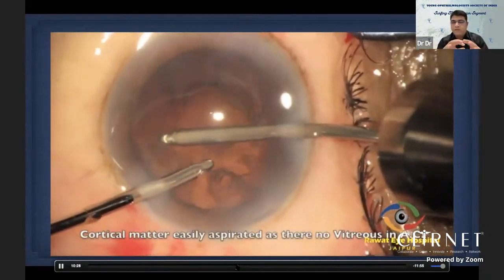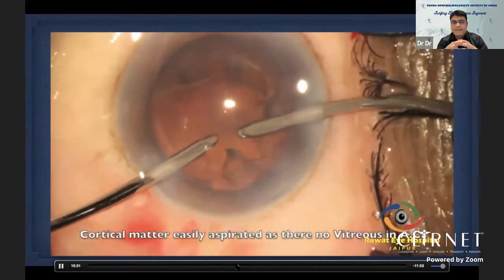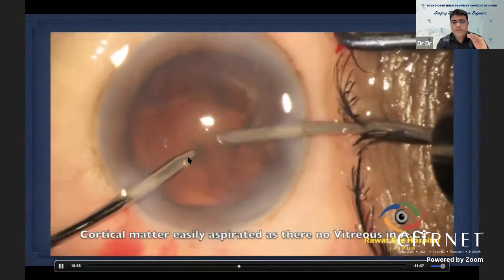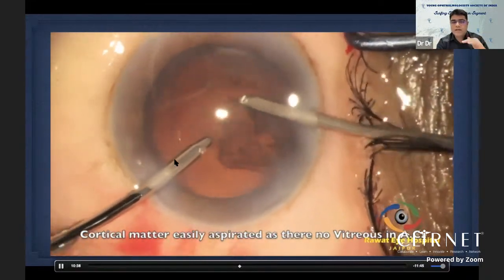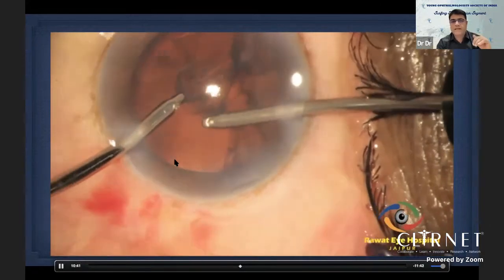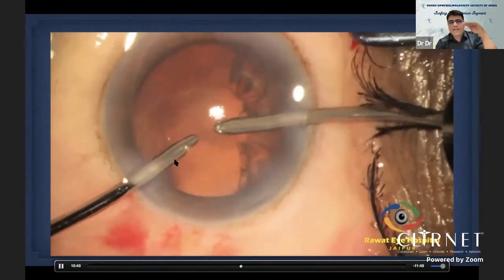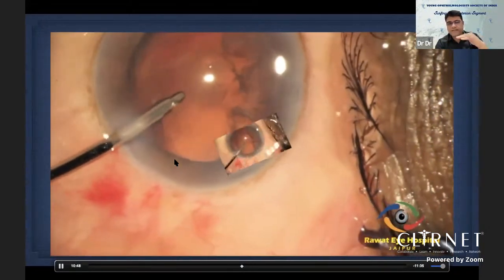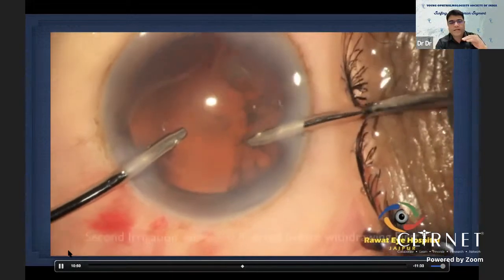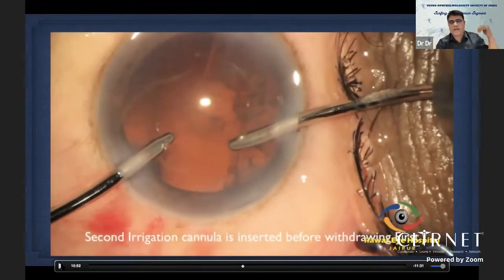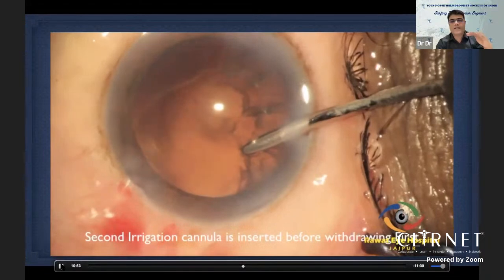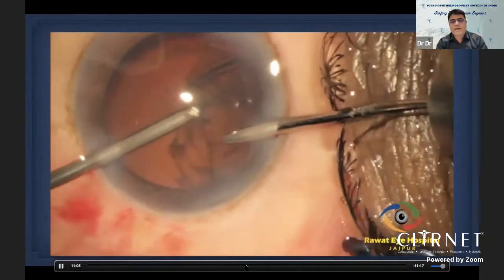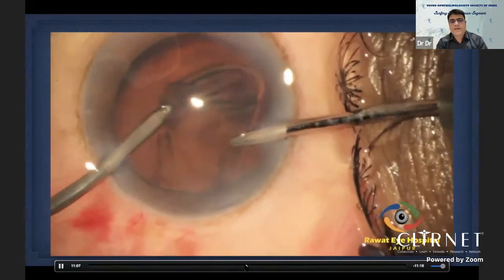You can see I'm doing cortical aspiration nicely because there is no vitreous in the anterior chamber, and the irrigation from this cannula goes toward the angle above the iris plane, so it's tamponading whatever vitreous face is there. The vitreous face is not disturbed in this case, so I don't want to disturb it further. Again, the second irrigation cannula goes in before I take out the first cannula to maintain the chamber. And the entire capsular bag is cleaned off.